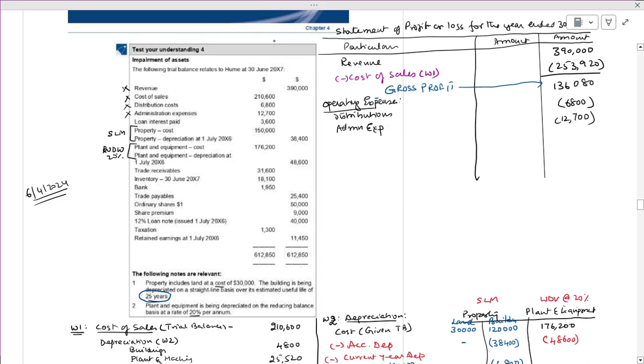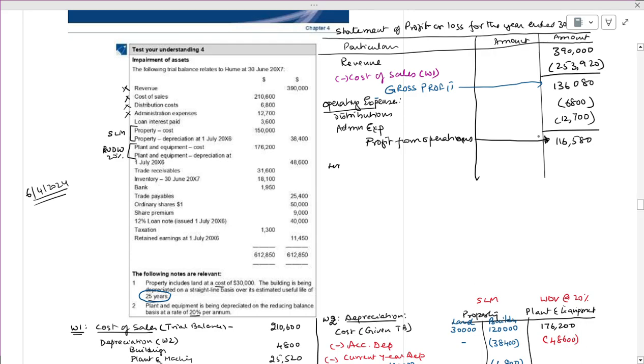Administration expenses, how much will you get here? 116,580. 116,500. This is called operating expense. Then comes profit from operations, or operating profit. Next, what you have to do? Finance cost.